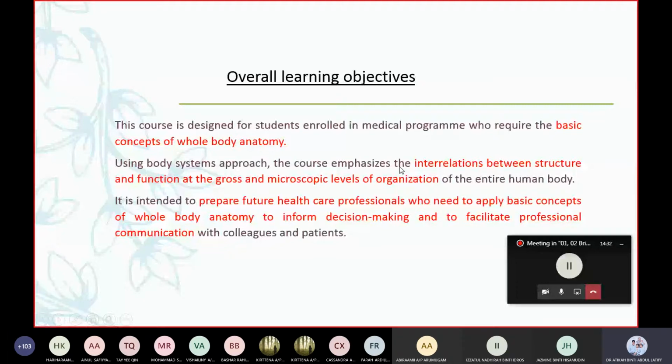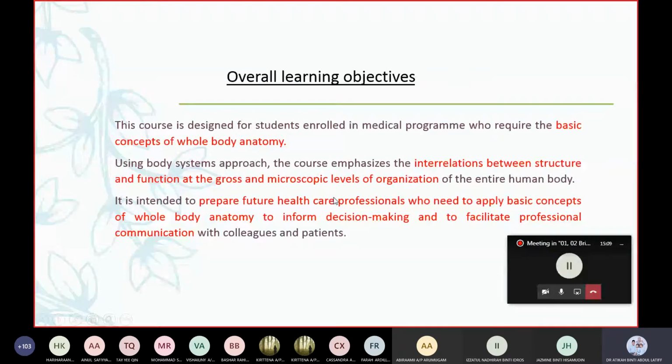And anatomy is important as future doctors, as actually the language of medicine is anatomy. So when you want to inform your colleagues or your superiors regarding a patient, you want to refer a patient to someone, you have to talk about the anatomy of the patient, because that's how you refer to the patient's area involved in the disease. So anatomy is important later on as well as you become doctors.